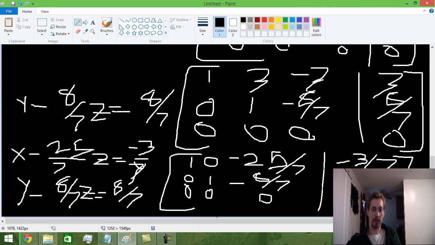And that's how solving equations with reduced row echelon form works. So it gives you all sorts of options. It's crazy fast because it organizes your data so you can see exactly what you need to do.